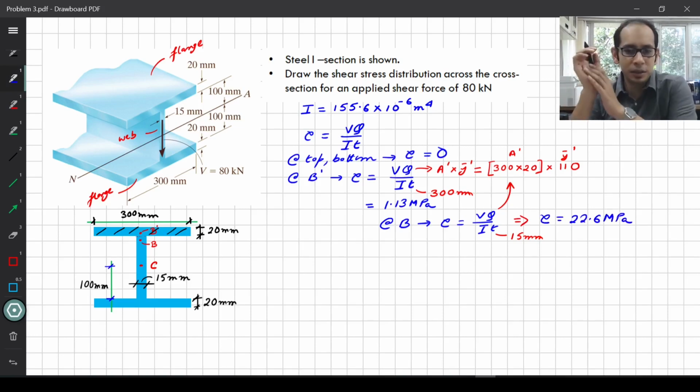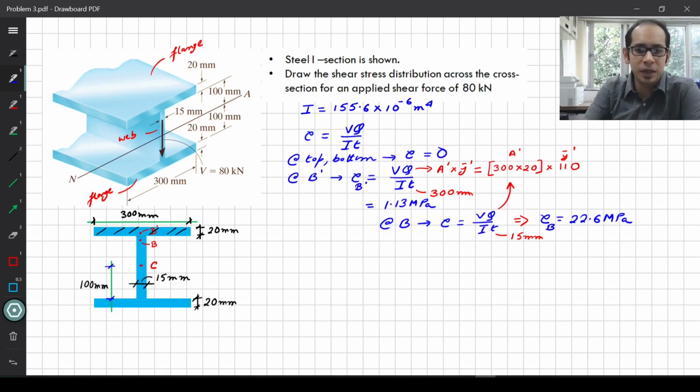So you see the increasing jump that you have. The moment you move from B prime to B, your shear stress essentially shoots up. From 1.13, it goes to this jump of 22.6 MPa. So let's mark these ones over here. The top one is tau at B prime, and this is tau at B.